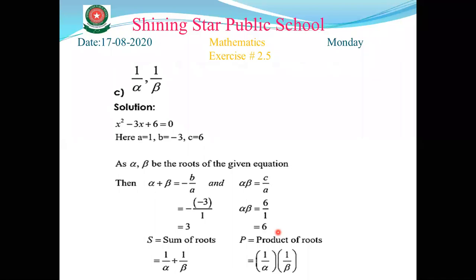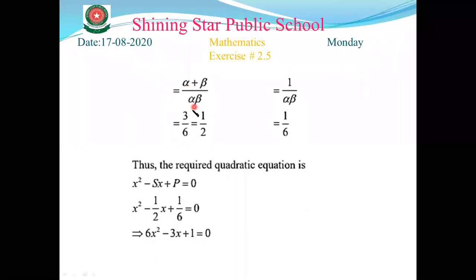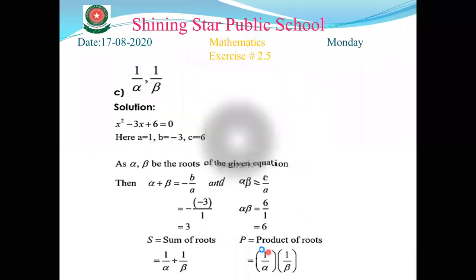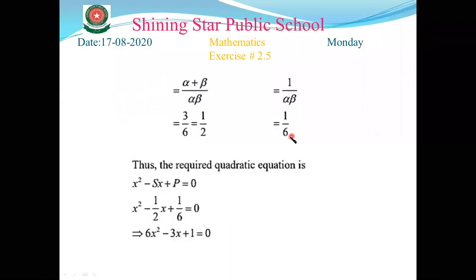Okay. Now the sum of the roots: when we take the LCM of 1 over alpha plus 1 over beta, it becomes beta plus alpha divided by alpha beta. Alpha plus beta is 3, alpha beta is 6, so 1 over 2. And here 1 over alpha multiply 1 over beta, 1 multiply 1, 1, alpha multiply beta, alpha beta, simple. Put the value of alpha beta as 6. So 1 over 6 is your required product of the roots.